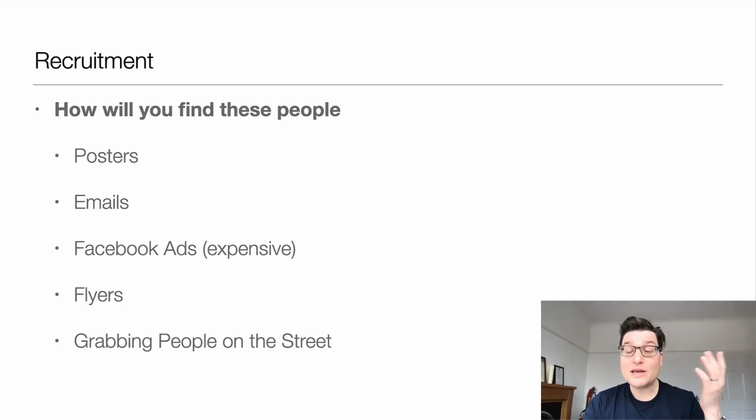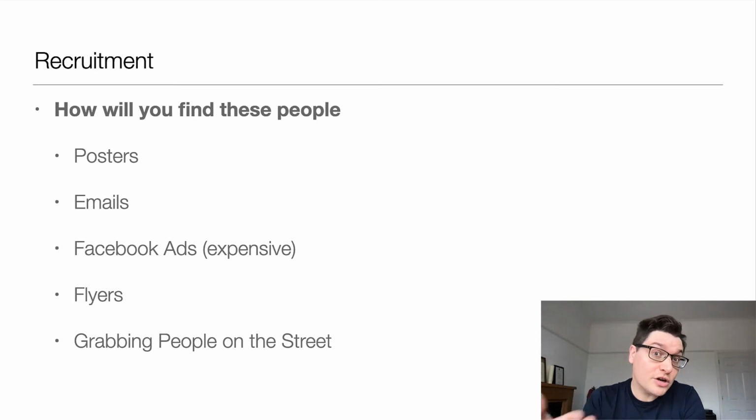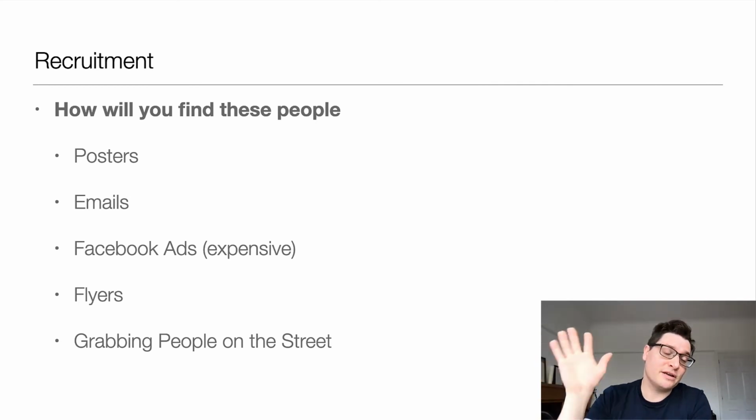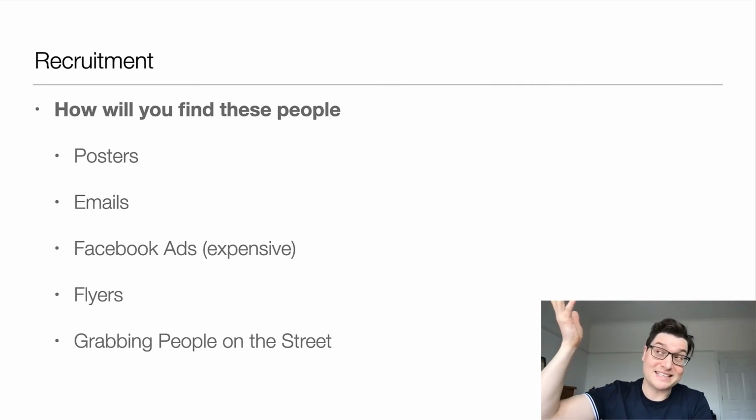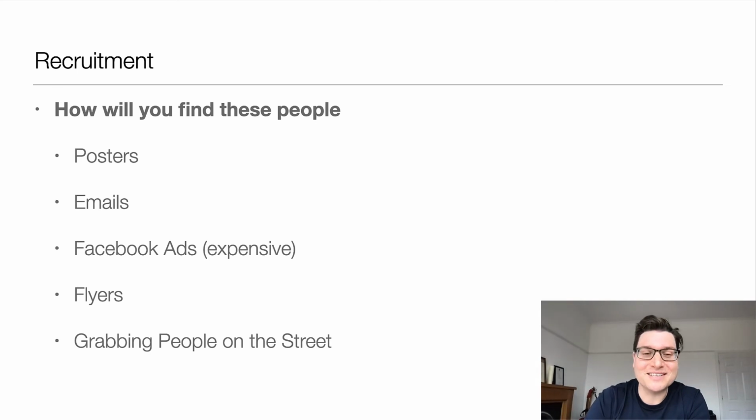And the way you recruit people. Again, look at journal papers. How have they done it? If you don't know, just go and read some. In developing research questions, you will have done extensive reading, so you should have a good idea. But general methods are putting posters up, sending out emails, using Facebook ads, putting up flyers, which is basically a poster anyway, or just walking up to someone in the street.